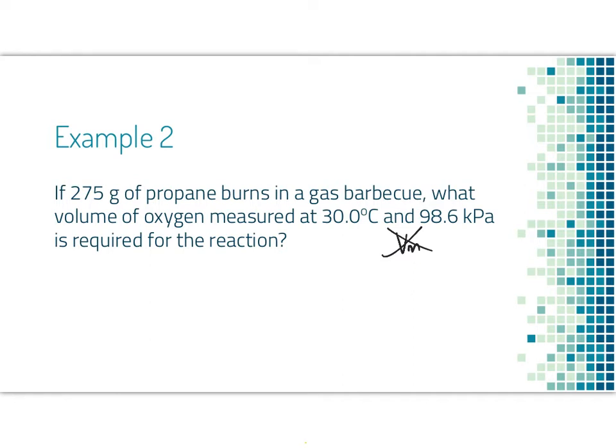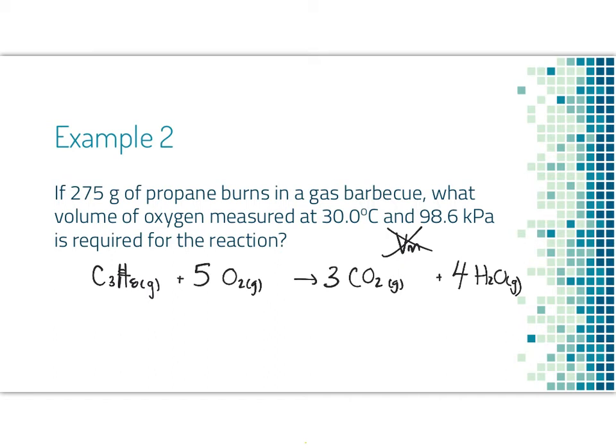All right, let's write out our equation and actually balance it to begin with here. So propane was C3H8, and propane is technically a gas to begin with. We just compress it into tanks into a liquid. All right, so we need 3 of these, 4 of these, and that gives us 5. We are given a mass of 275 grams of propane, and we are looking for the volume of oxygen.